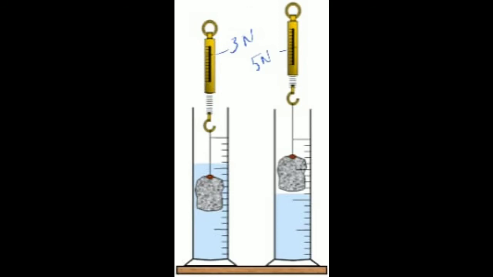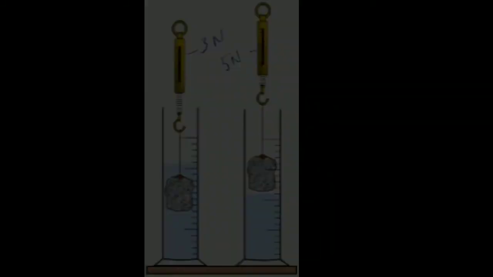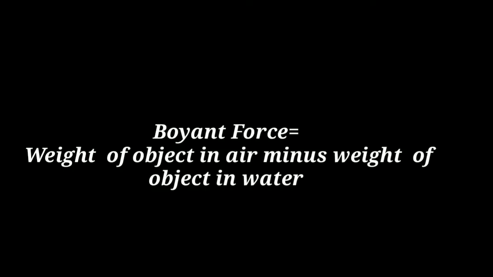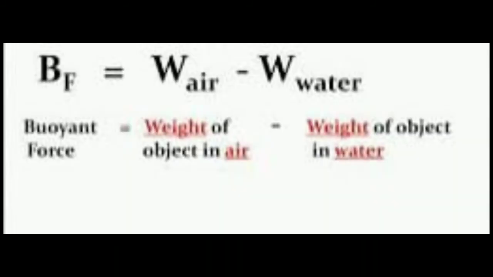Then we put this stone in the water. So now we got the measure 3. Why does this measure become low? The water is acting with buoyancy, so the stone is losing its weight. Now we have the weight of that stone in the air and in the water. To measure the buoyancy, we subtract these measures. How? The weight in air minus the weight in water.